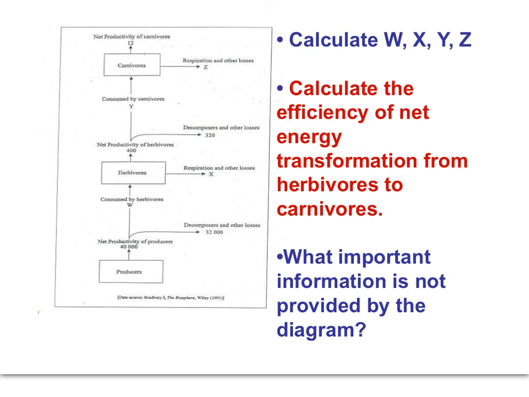The efficiency of net production from herbivores to carnivores is determined by taking the net secondary production of the carnivores and dividing it by the net secondary production of the herbivores. So 12 divided by 400 times 100 gives us an efficiency value of 3%. Units are not provided by the diagram, and the units, if provided, should be rates.